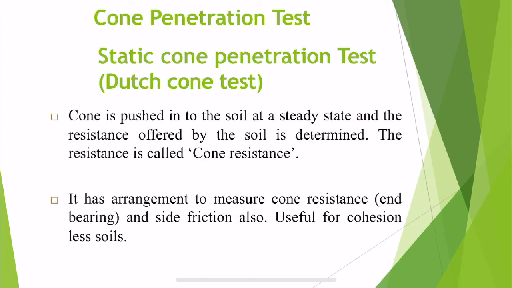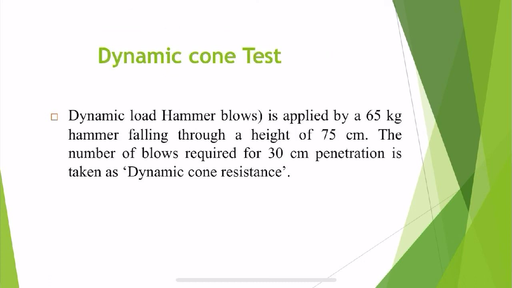Coming to the cone penetration test, we have the static cone penetration test, that is the Dutch cone test, and the dynamic cone penetration test. In the static cone penetration test, a cone is pushed into the soil at a steady rate and the resistance offered by the soil is determined. This is called cone resistance. It has an arrangement to measure cone resistance at end bearing and side friction, useful for cohesionless soils. In the dynamic cone test, dynamic load is applied by a 65 kg hammer falling through a height of 75 cm. The number of blows required for 30 cm penetration is taken as the dynamic cone resistance, like SPT.